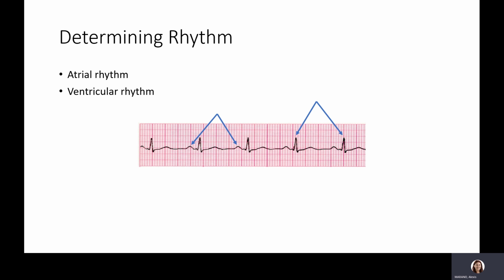So I'm going to take my calipers and move them to the next P wave to see if I have to adjust them at all. If I don't have to adjust them at all, then I know that I have a regular rhythm. If I have to keep adjusting them, I know that it is irregular. I'm going to repeat the same thing for the ventricular response. I'm going to find it at the very top of the R waves, and so on.